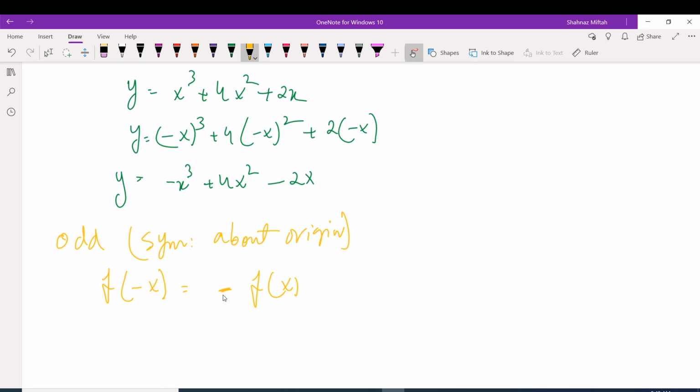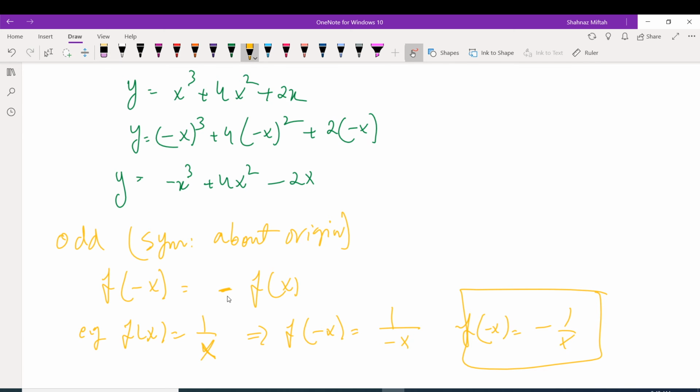But if you have a regular function, I'm going to give you an example. For example, I have f of x equals 1 over x. Then I don't know if this is odd or even. I have to plug in negative x for x. You see the whole function I got is negative 1 over x, and my function got a negative like that, which means this is an odd function.